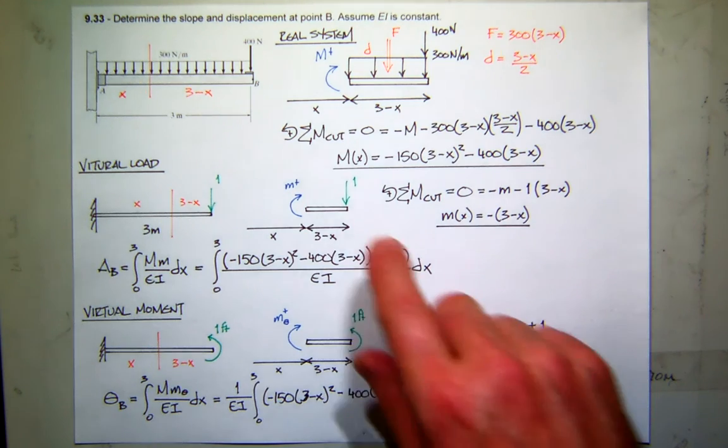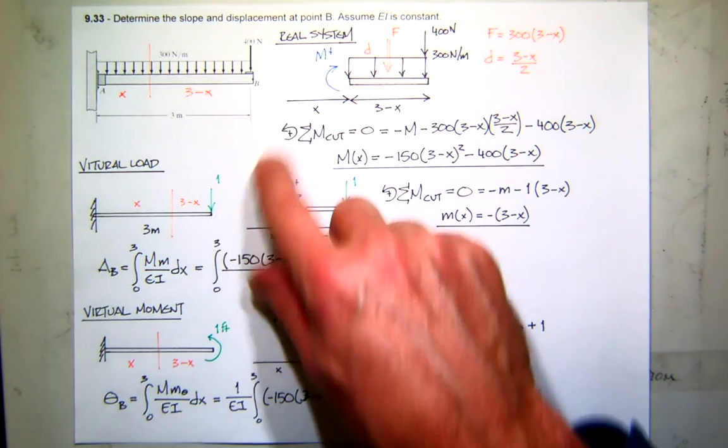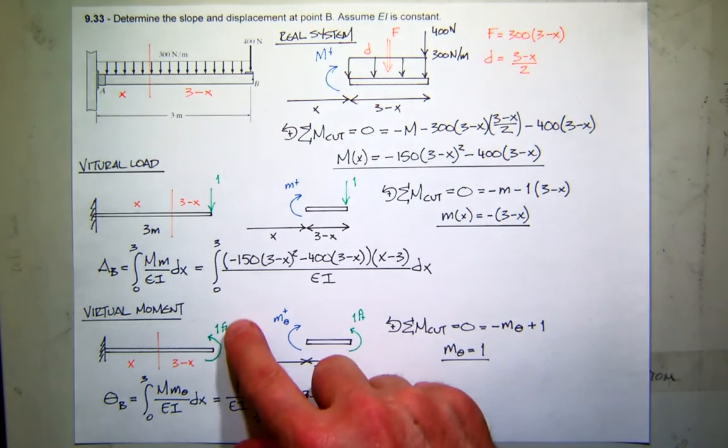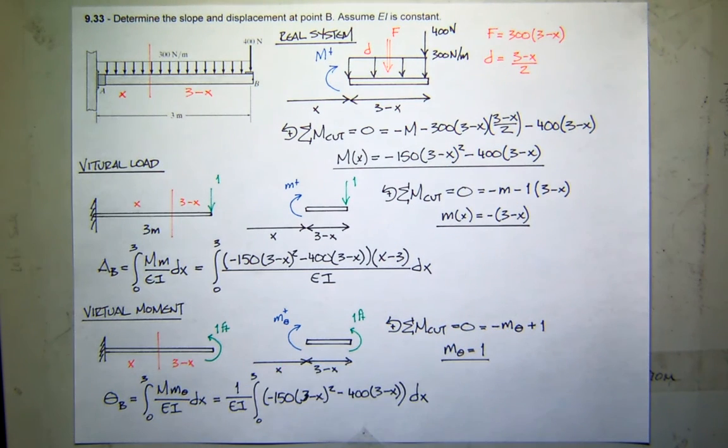So again, when you want to find displacement, you apply a virtual force. When you want to find slope, you apply a virtual moment. Any questions about that one? I like that one. That's a good one.